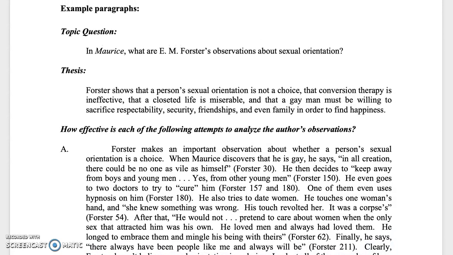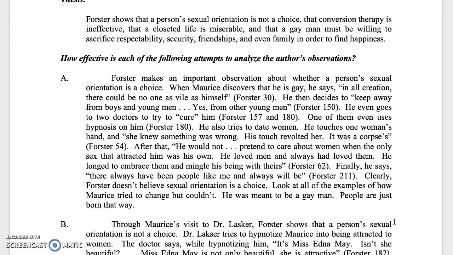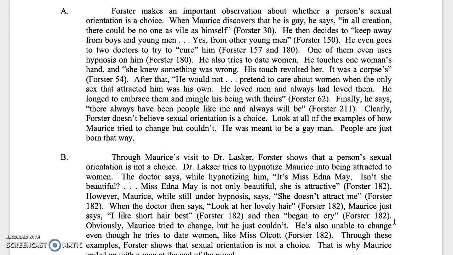In this video, we're going to look at good and bad example body paragraphs for analyzing an author's observations. And we're going to use the same topic that we've been using for the prior videos. That is the question of what are E.M. Forster's observations about sexual orientation in the novel Maurice. And we're going to be working from the same thesis as well. So let's just begin looking at these examples.